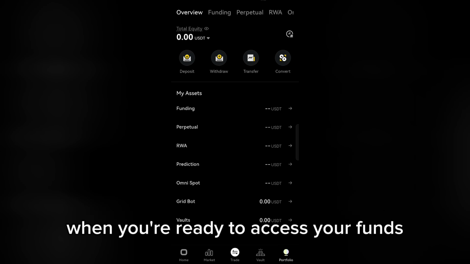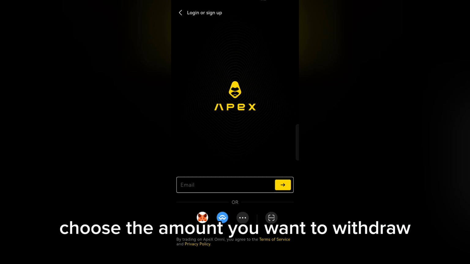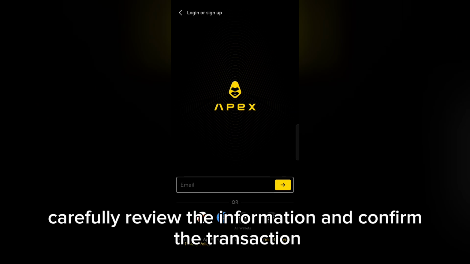When you're ready to access your funds, go to the withdraw section. Enter your wallet address, choose the amount you want to withdraw, carefully review the information, and confirm the transaction.